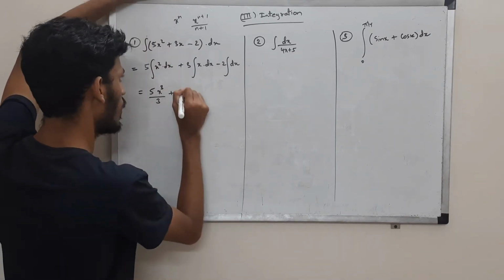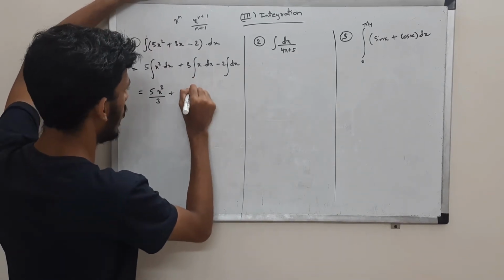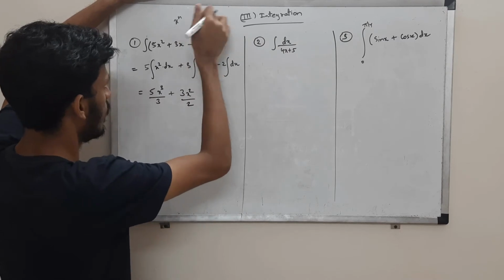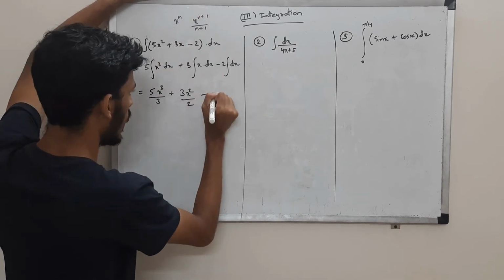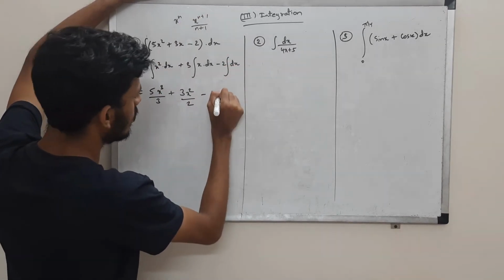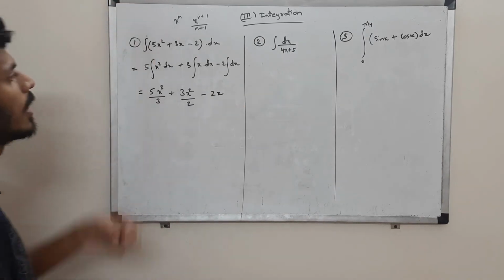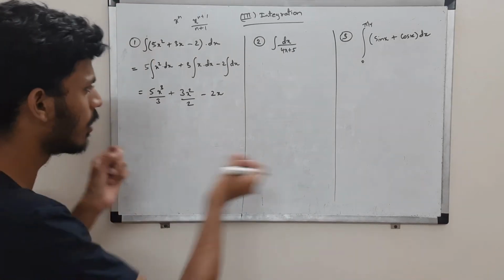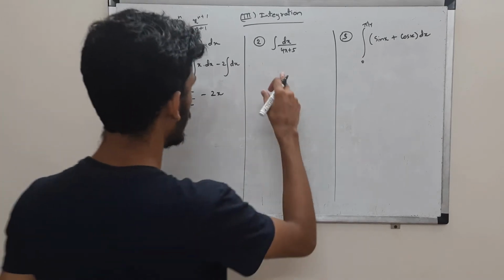Now let's come to this one. x will give x squared by 2, right? 1 plus 1, 2. Minus the integration of dx, which is x. So if you integrate small dx, you get x. Let's come to this one.